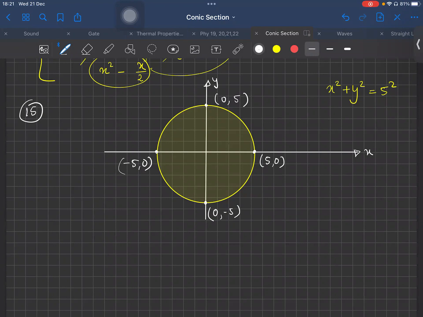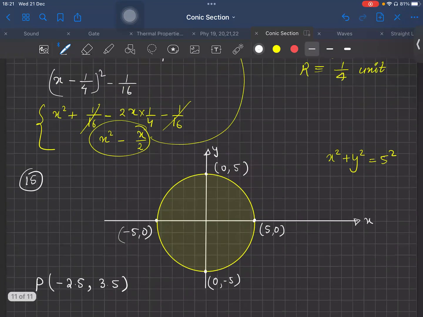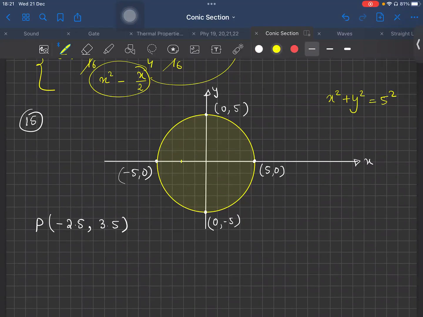Okay. Now a point is given. Let's say the point is P (-2.5, 3.5). Minus 2.5 means x is negative, so minus 2.5 will be somewhere here, right? Let me write (-2.5, 0) at this point, and 3.5 will be somewhere there. So that means this point P lies inside the circle, right? But if some random point is given, whether it lies inside the circle or not, how will you find it?